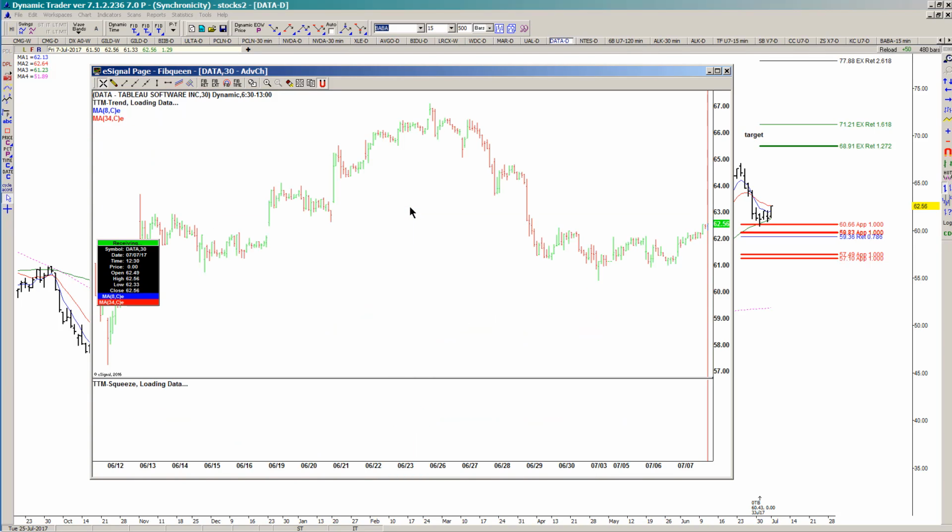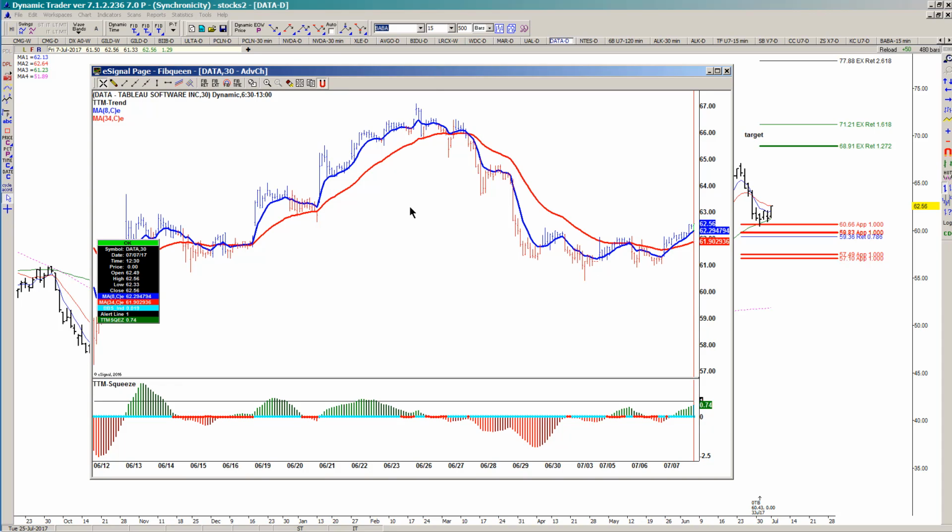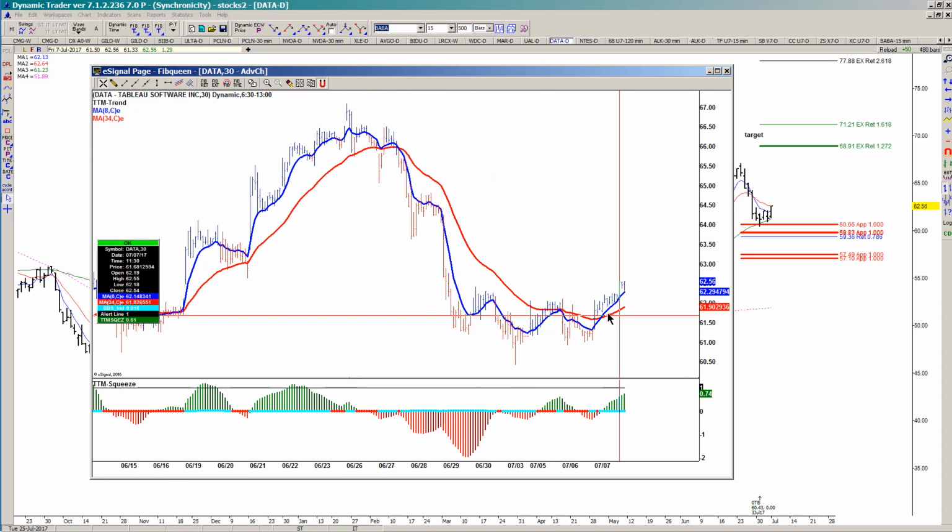And let's see, did the 30 also? Yeah, the 30 did also. So on the 30-minute chart, you did take out a prior swing high, and you also had the moving average crossover to the upside, and you had a squeeze.